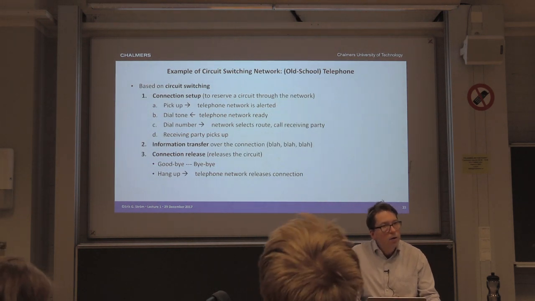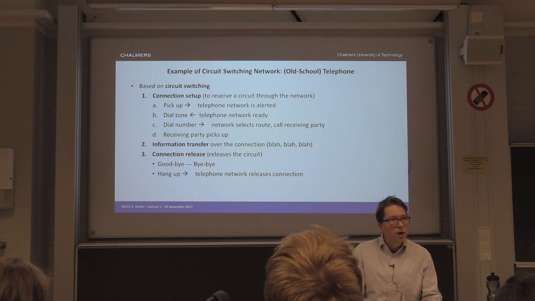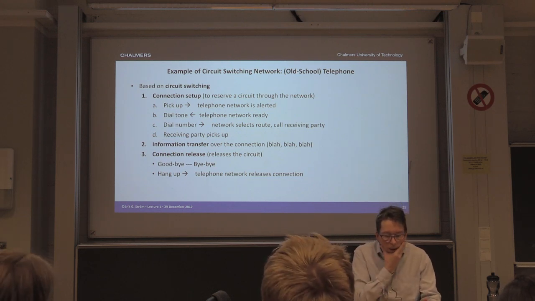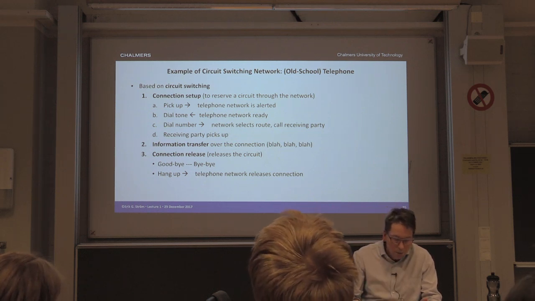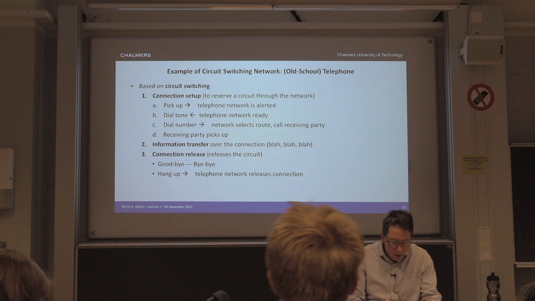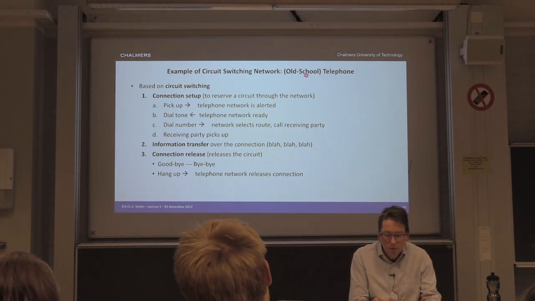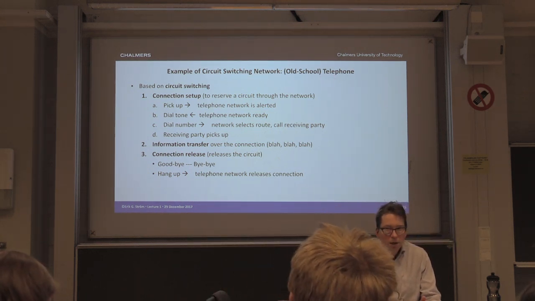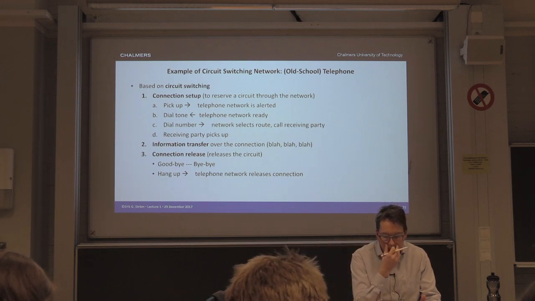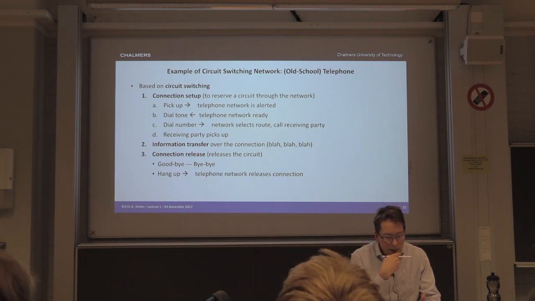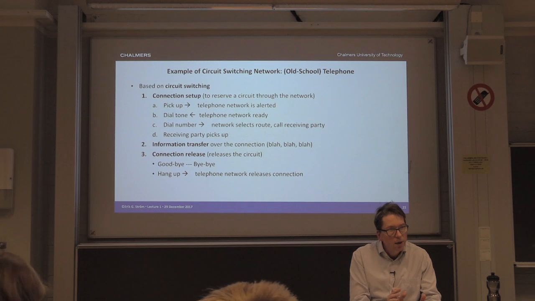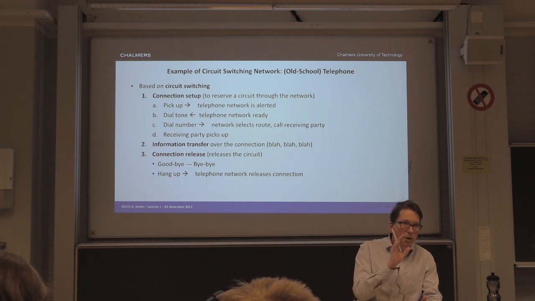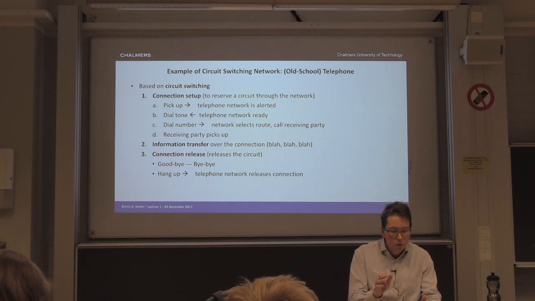Let's take another historical network and contrast that to message switching. And that is when we have something called a circuit switching network. An example of that is the telephone network. And now we're talking about the old school telephone network, not mobile telephones. And in the old days, this was based on what's known as circuit switching. Okay, so let's explain what the difference is between message switching and circuit switching.